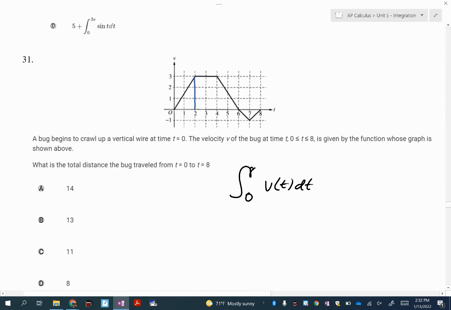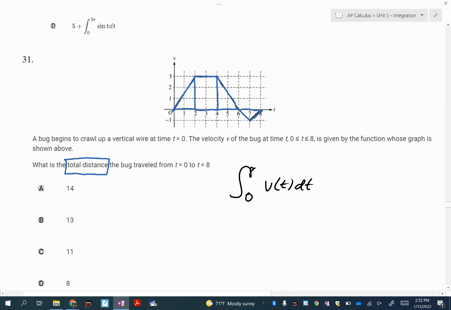So we have a triangle, a rectangle, another triangle, and then another triangle down here. Now, be careful here. It says total distance. In total distance, you've got some negative velocities there, but because it says total distance, we are going to be adding all these areas.